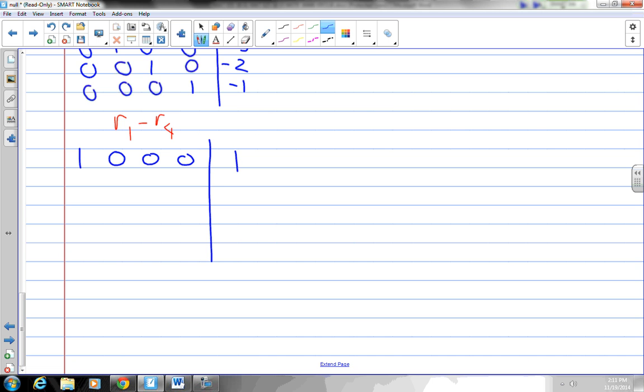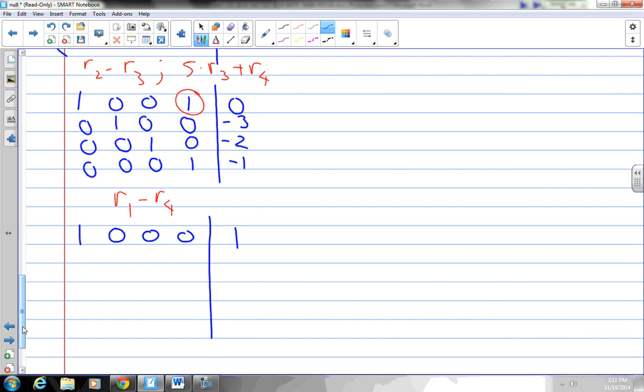We'll just get positive 1 in there, right? Because that's 0 minus negative 1. And then 0, 1, 0, 0, negative 3, 0, 0, 1, 0, negative 2, 0, 0, 0, 1, negative 1. So then these are my solutions. The first variable, w, was 1, x is negative 3, y is negative 2, z is negative 1. So it gives me all the answers.